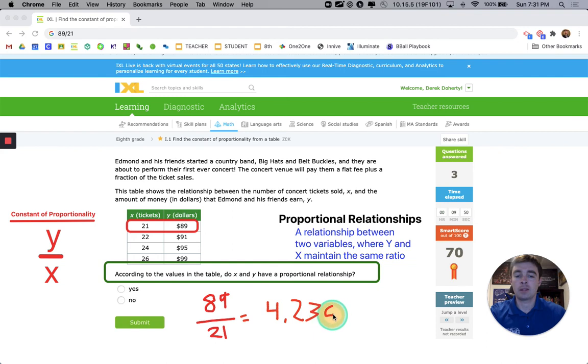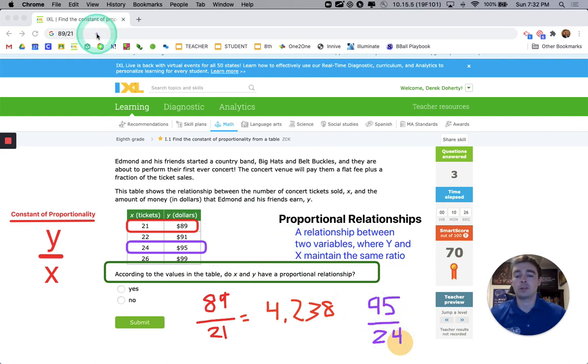And sorry, that's messy. And now, if this is truly proportional, this table, every y divided by x should create the same messy ratio of 4.238 to 1. So I'm going to go ahead and test a different data point here. We'll switch our color over to purple. We'll put a purple box around the third data point. At $95, we had 24 tickets. So I'll go ahead and set that up over here. $95 divided by 24 tickets.